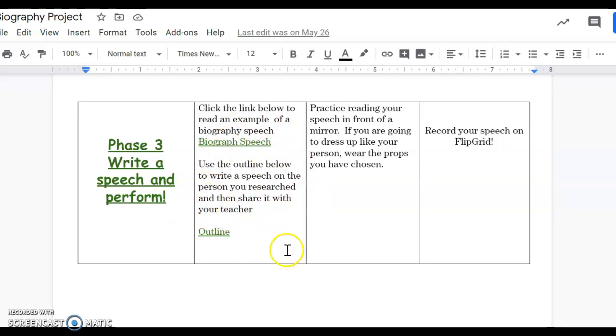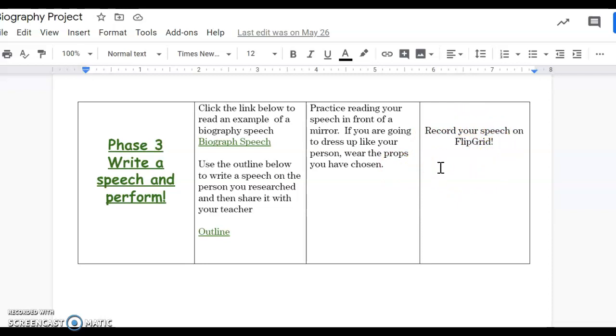This first day, you're going to be writing your speech. The second day, you're going to be practicing your speech. Go out and practice in front of a mirror, dress up like your person, use different props, get creative. And then day 3, you're going to record your speech on Flipgrid.